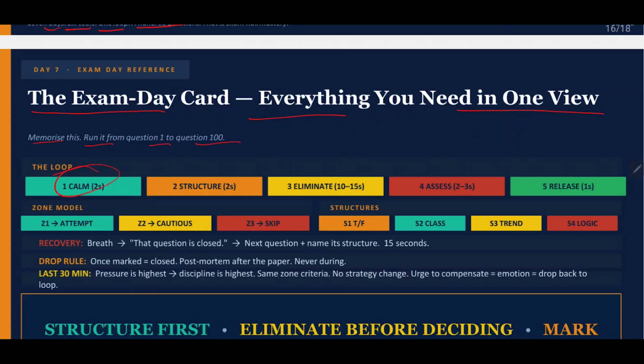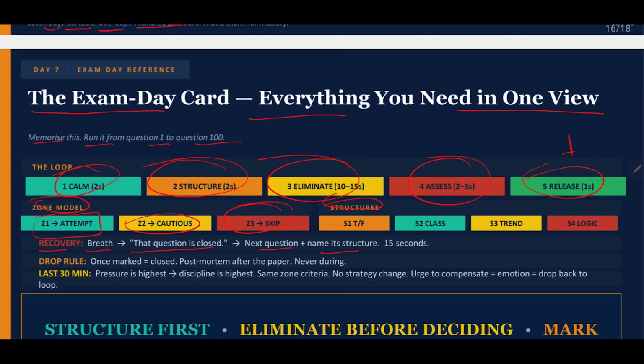Calm for 2 seconds. Structure for 2 seconds. Elimination for 10 to 15 seconds. Assess for 2 to 3 seconds. Release for 1 second. Zone model: attempt zone 1, zone 2 conscious attempt, zone 3 skip. Okay. When it comes to structure: structure 1, true or false; structure 2, classification; structure 2, trend analysis; structure 3, logic contradictory. So recovery breath, that question is closed. Next question, plus name the structure.